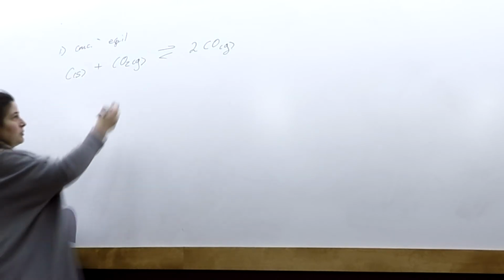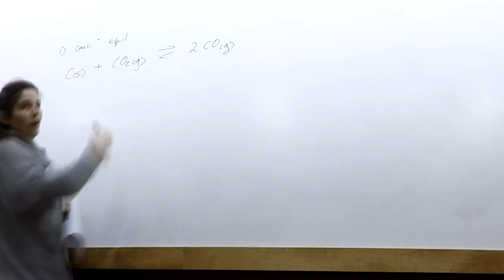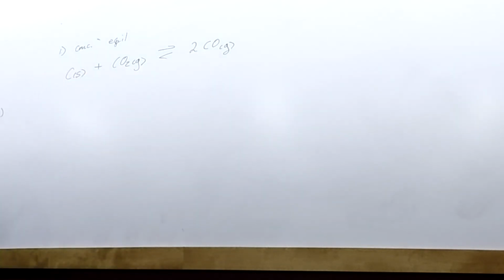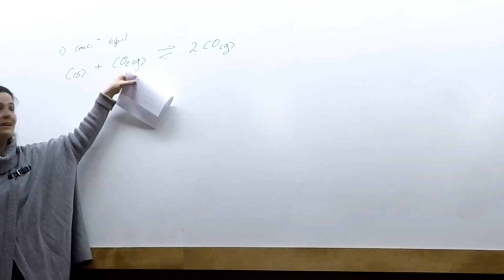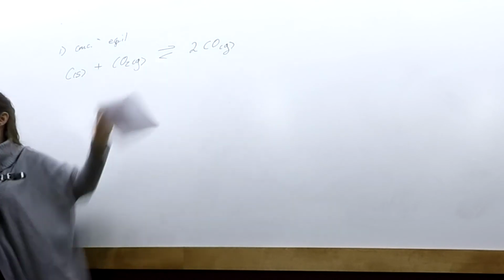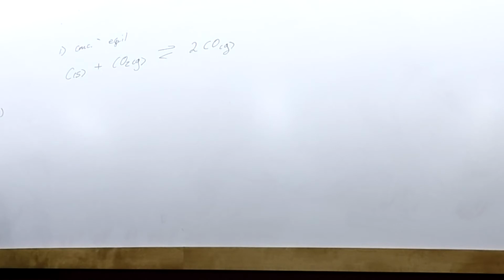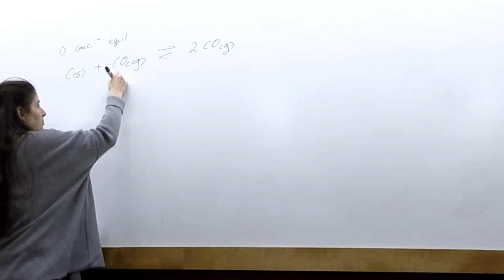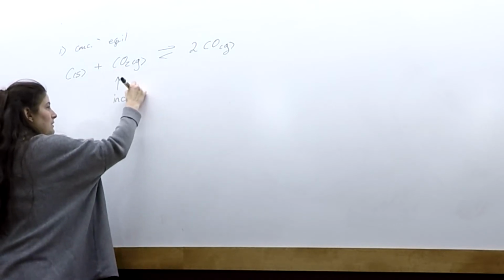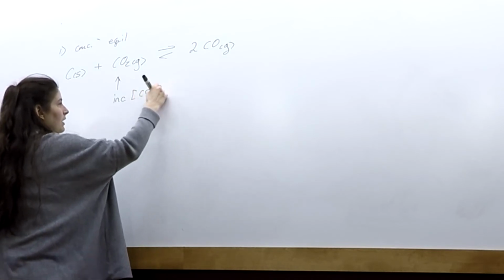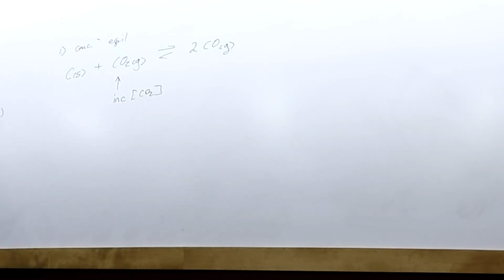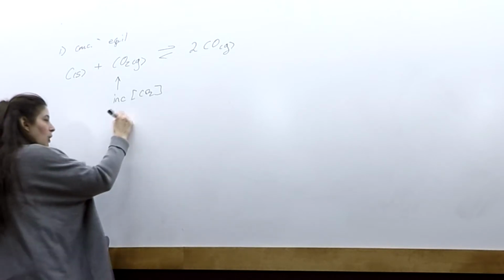So the concentrations we want to change are the ones that are in our equation, right? So we want to change either the gas on the reactant side, the carbon dioxide, or we want to change the amount of carbon monoxide. So let's say in the first example here, we are going to increase the concentration of the CO2. And what that means is we just open the container and we inject more CO2. So now we have a higher concentration of CO2. What is that going to do to our equilibrium?